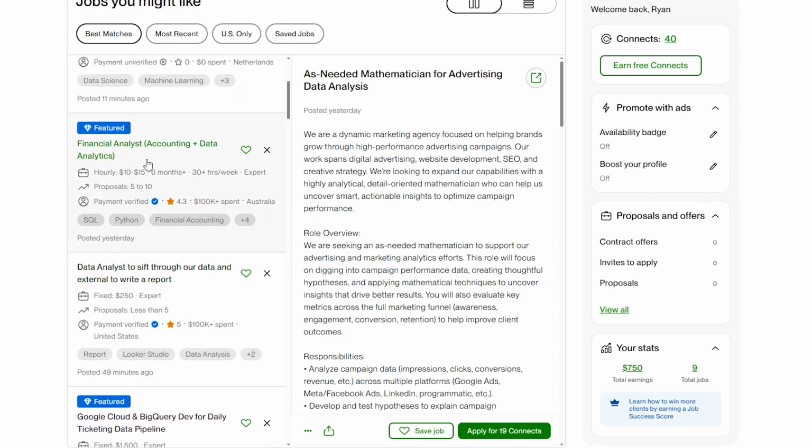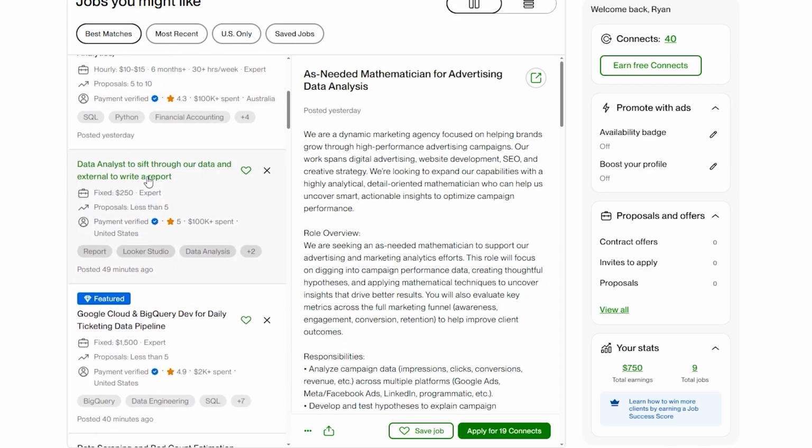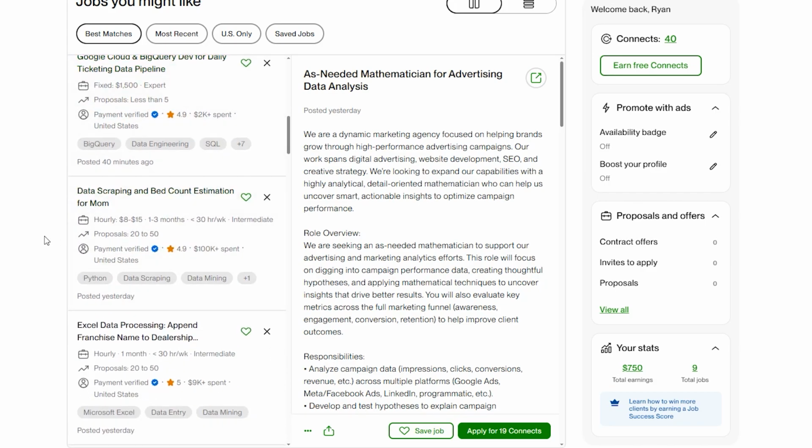I don't know if I would want to take on those types of jobs, but you can see data analysis to sift through our data and write a report. But I may have to take some of these cheap jobs just to build out my profile and get some more reviews. What I will say is I do have a few reviews already and earnings. Again, this is an older profile. I had this 5 years ago when I was doing some freelance SEO work, and actually I worked for a YouTuber doing SEO for a while.